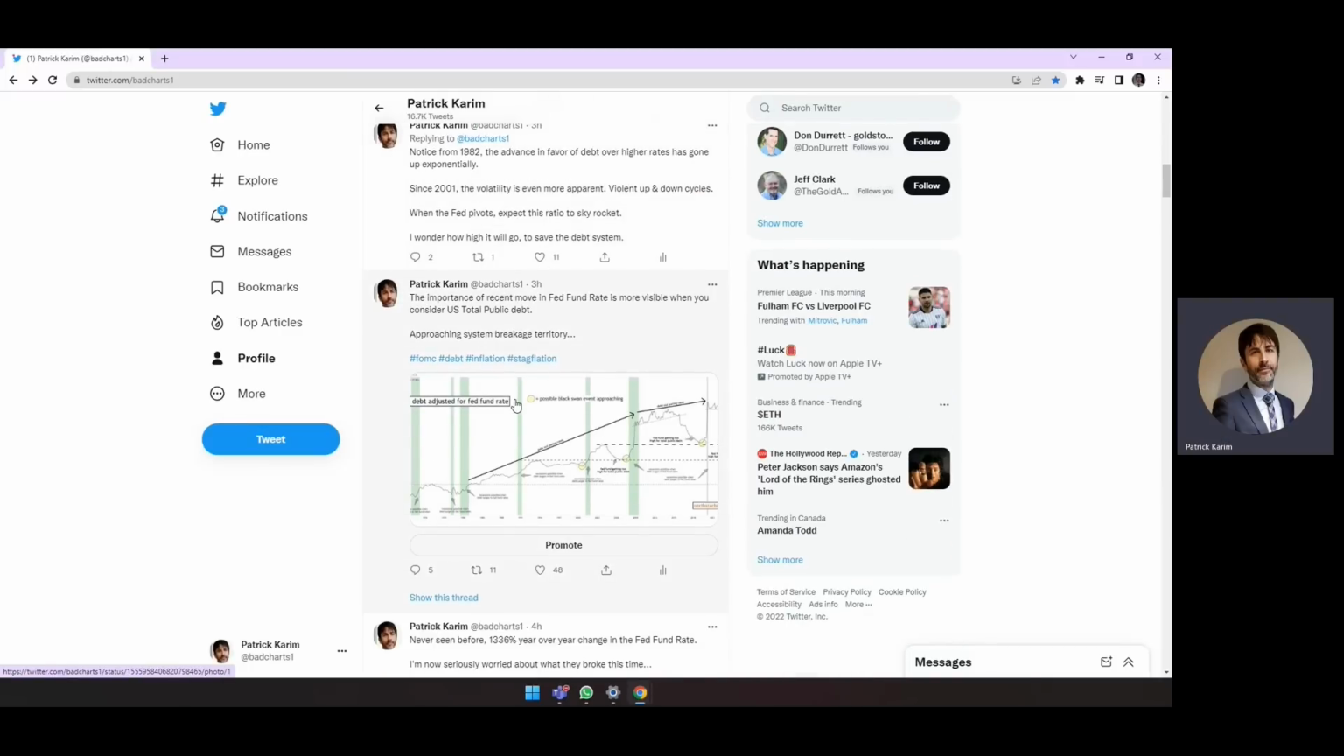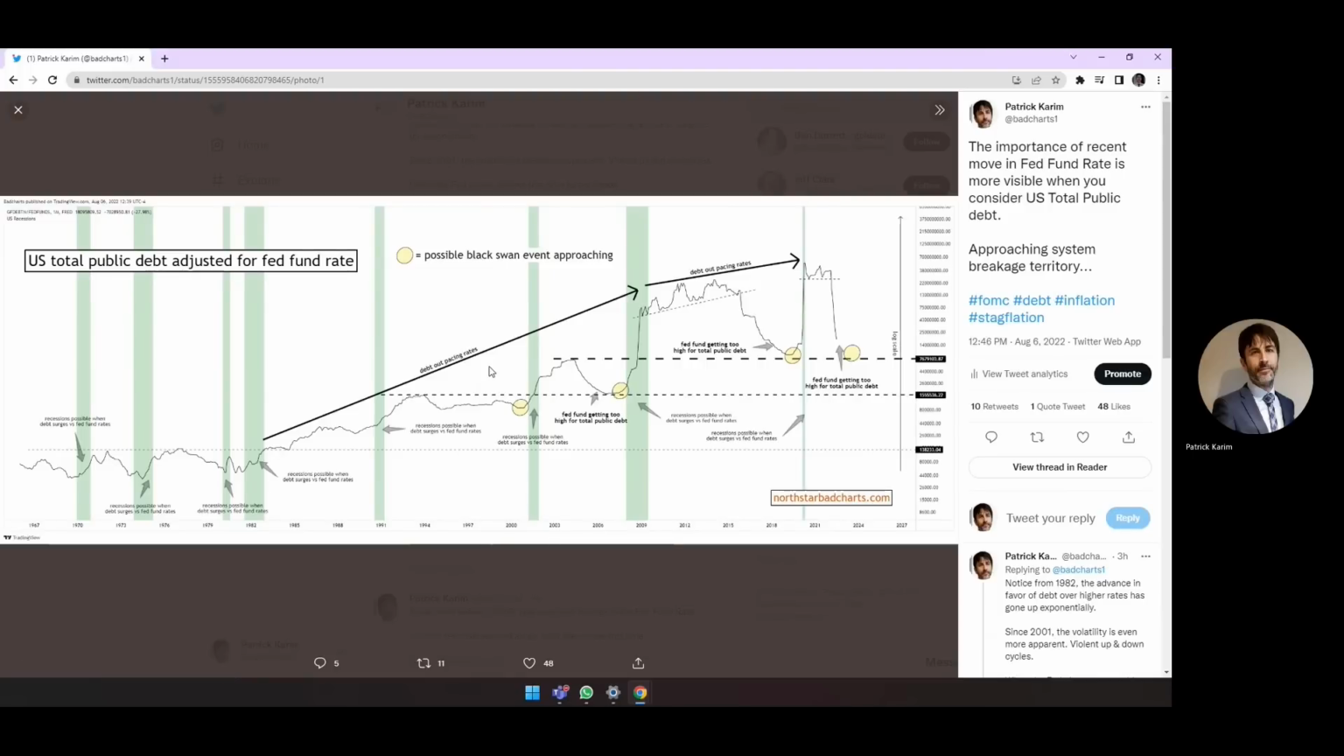Let's move to the third and final chart, I think. Not even sure. Okay, so this one is the opposite. So this one, I took the total public debt and I adjusted it for the Fed fund rate. So the way you got to see this is not for total debt saturation, but you want to see when the rates go up too much or they start outperforming the total public debt.